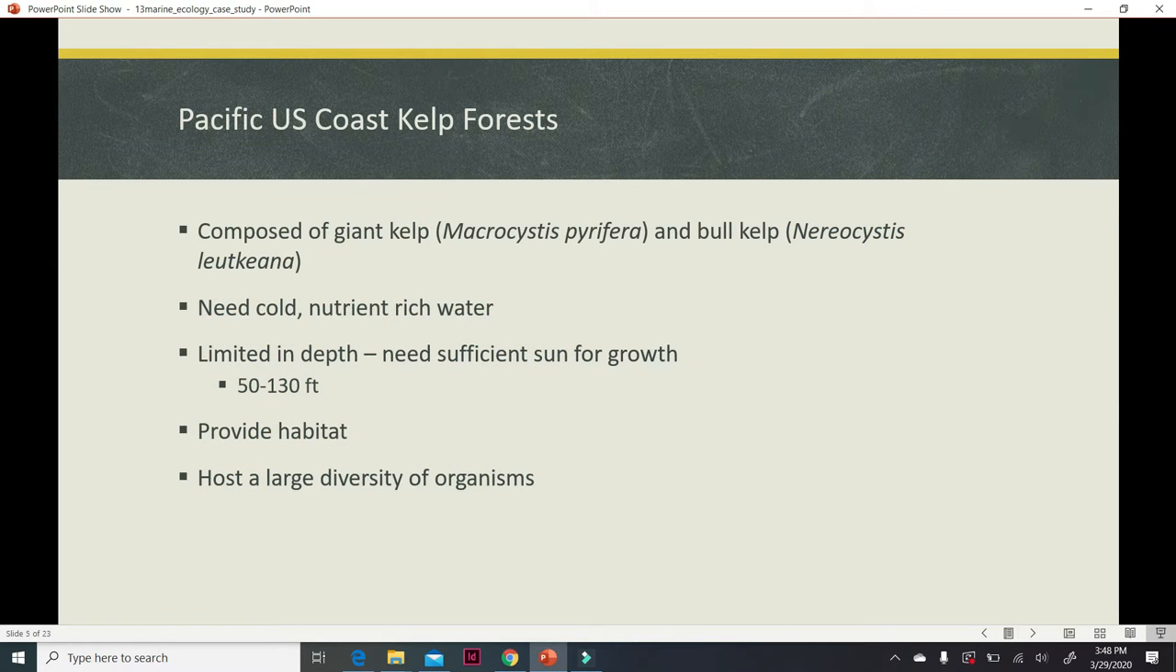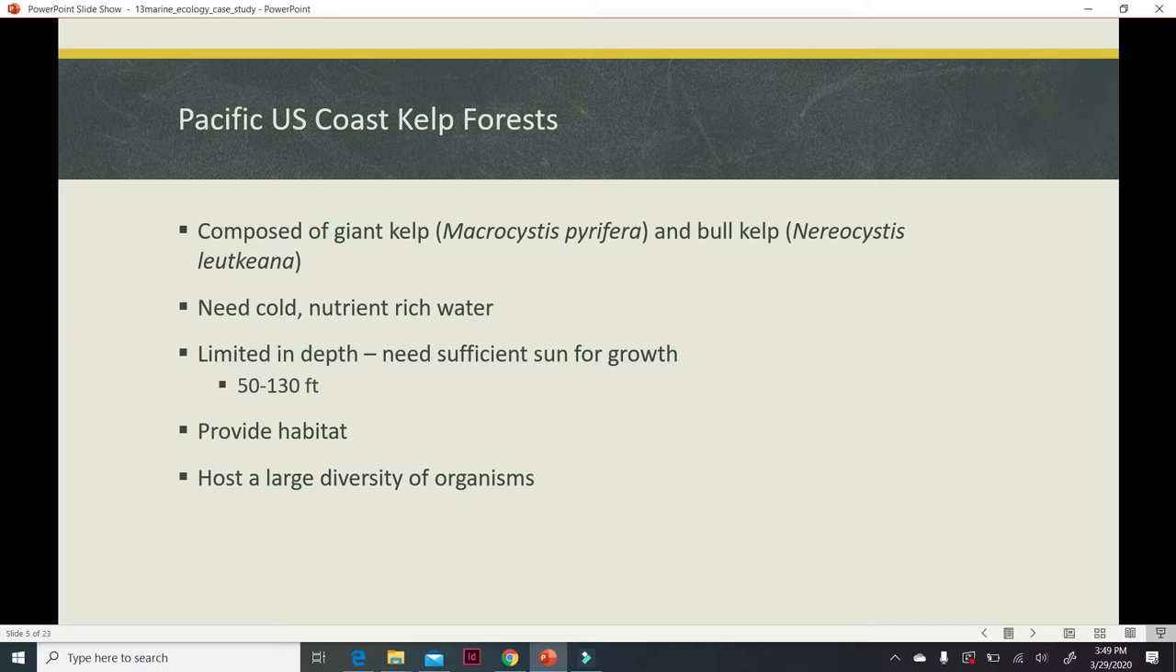Now, kelp forests need to have cold, nutrient-rich water, and there's plenty of that in the Pacific Northwest. They're also limited in depth, so they don't want to be too shallow because there'll be too much wave action there. There'll be too many breaking waves there, and that's too much turbulence. They also don't want to be too deep because they need to have sufficient sun for growth. If they go too deep into the ocean, they can't photosynthesize. So these are typically found between 50 and 130 feet of depth.